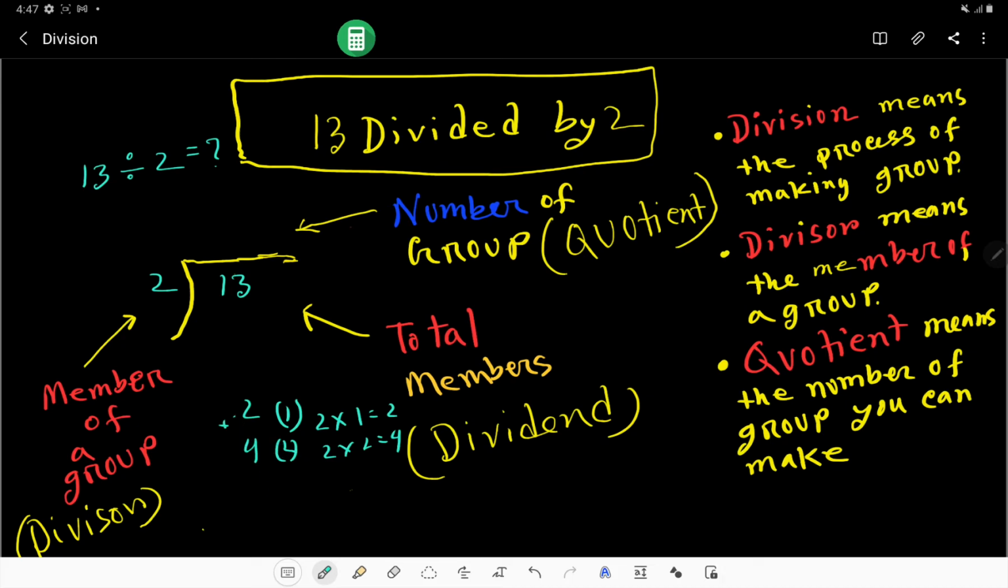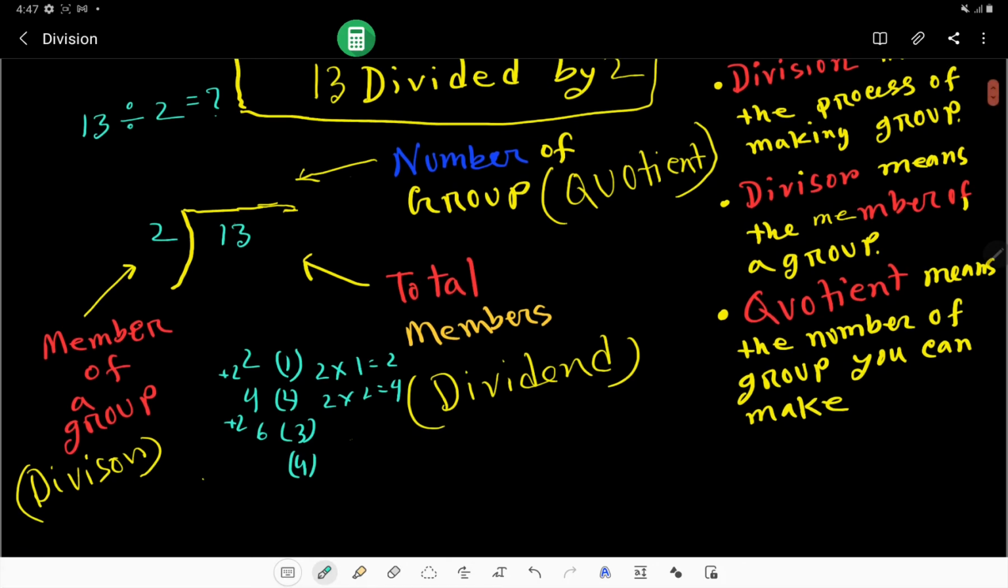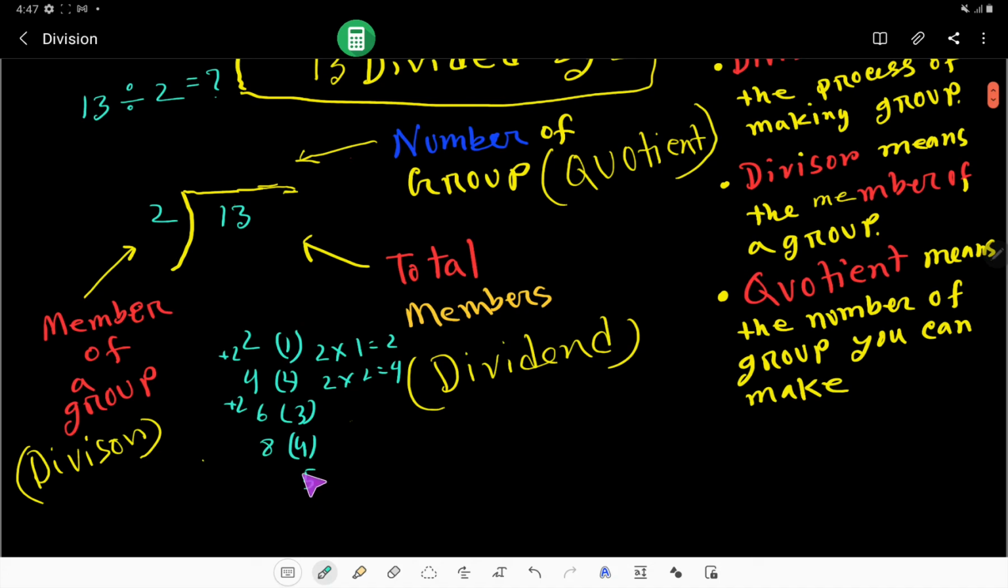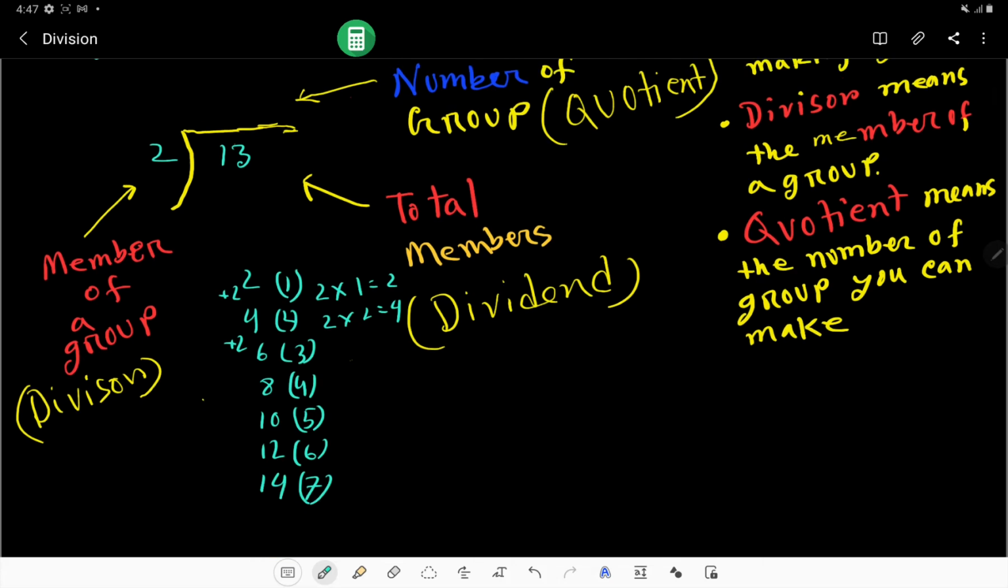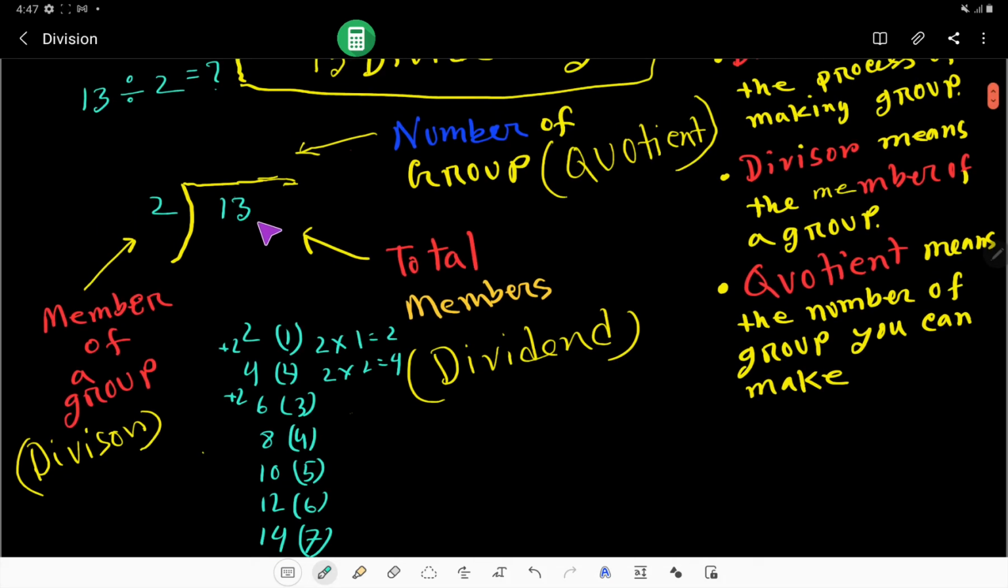Just add 2 to the previous 2, then you get 4. Then 2 times 3, what will happen? Just add 2 to this 4: 6. 2 times 4 gives us 8. Then 2 times 5 gives us 10, because we add 2 to this 8. Then 6 times 2 is 12, adding 2 to this 10, and 7 times 2 gives us 14. So here we have 13, but if I take 7 times, I get 14.